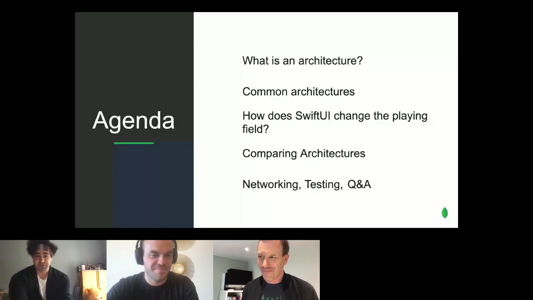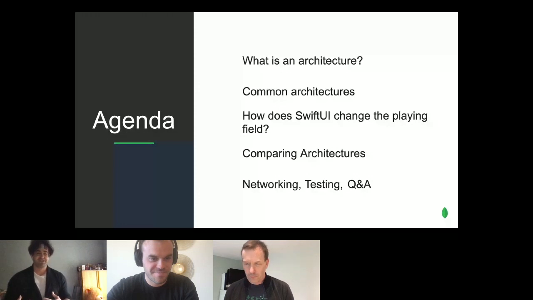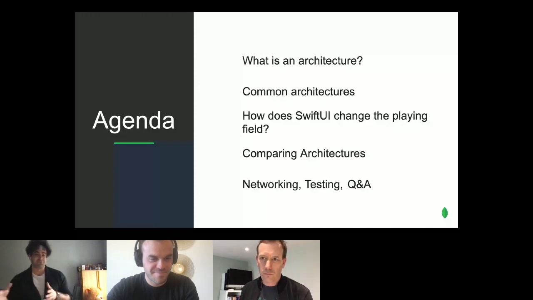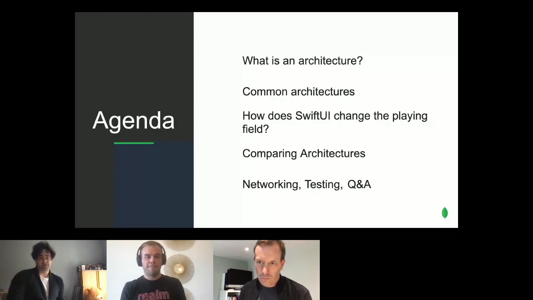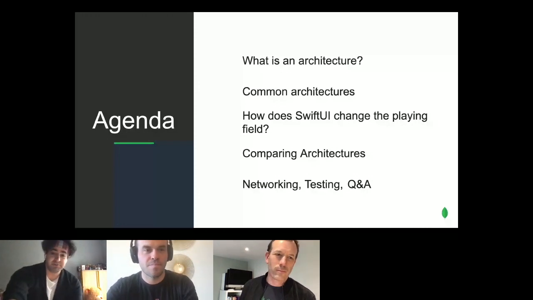How does SwiftUI change the playing field? SwiftUI's two-way data binding makes the previous architecture somewhat moot in certain cases, and I'm here to talk about that. And comparing the architectures and pretty much injecting into this, from my professional opinion, what the most logical architecture to use with SwiftUI is. If there is time, I have some bonus slides on networking and testing using the various architectures. But if there is not, I will defer to the Q&A where you all get to ask a bunch of questions as Shane had enumerated before.